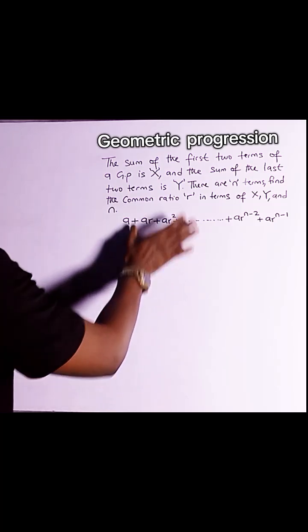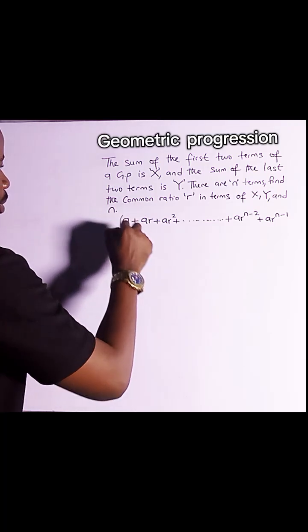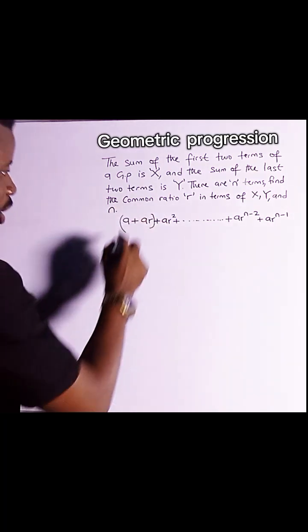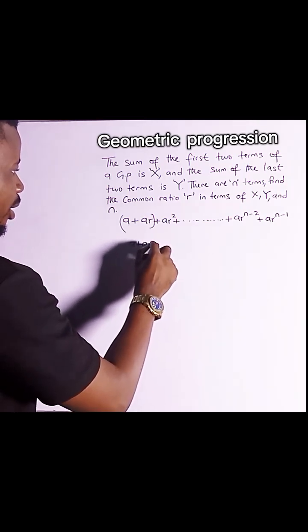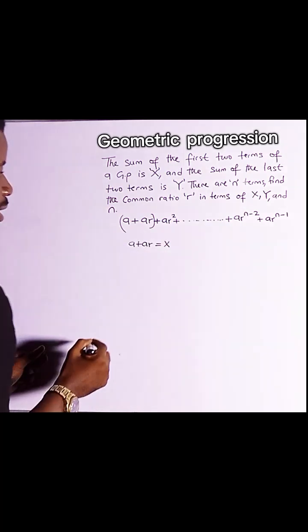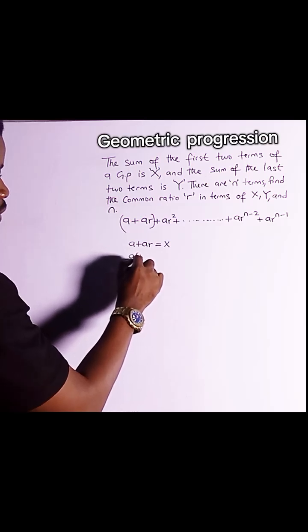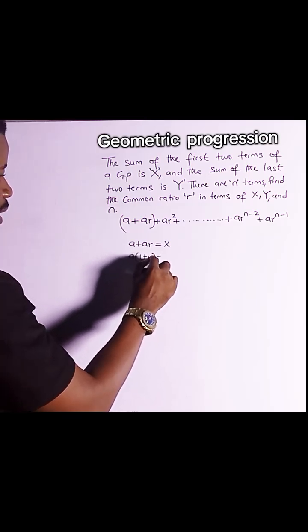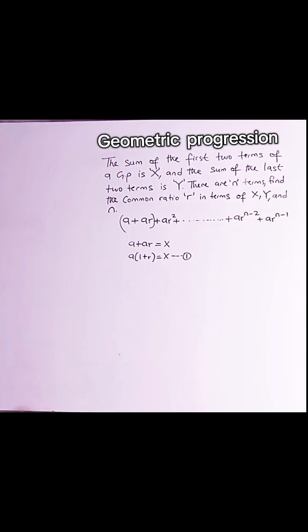Now let's go back to the question and see how we can use this to solve the question. Now it says the sum of the first two terms. Now this is the two terms we're going to work with. So it means that the sum of these first two terms, which is a plus AR, is equal to x. Now if you factorize, a is common, so you have a(1 + r) = x. This is your first equation.